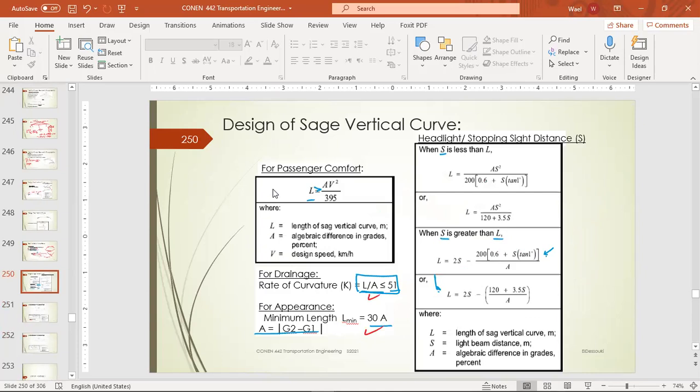For the headlights stopping sight distance, that's the equation that we use. That's a short form. If the stopping sight distance was less than L, use one form; if the stopping sight distance was greater than L, then we substitute in this form. Okay.